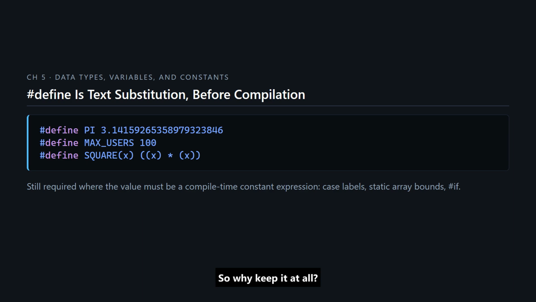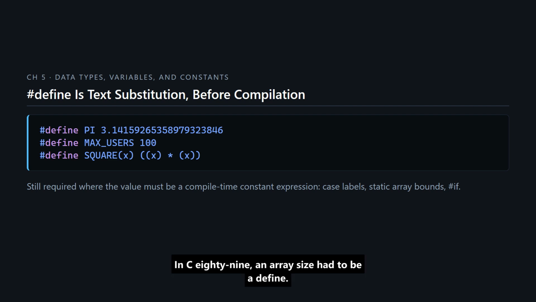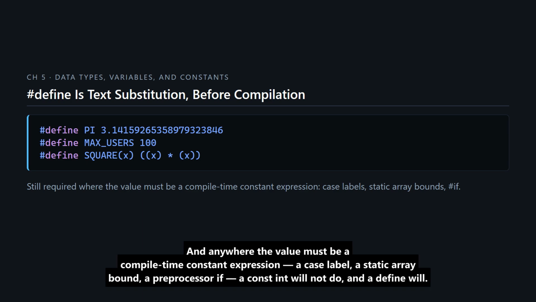So why keep it at all? Because in two places you have no choice. In C89, an array size had to be a define. And anywhere the value must be a compile time constant expression, a case label, a static array bound, a preprocessor if, a const int will not do, and a define will.